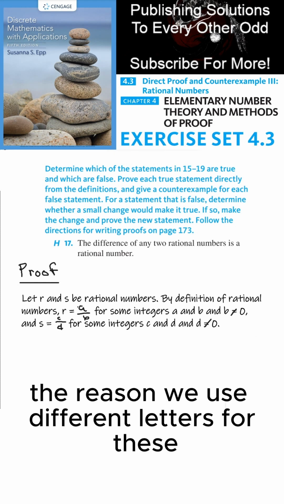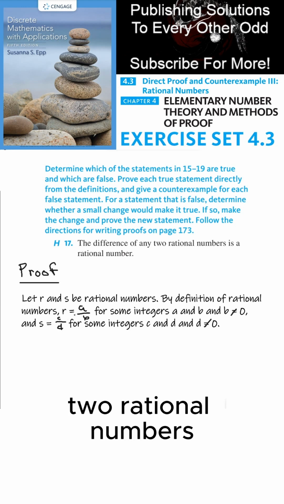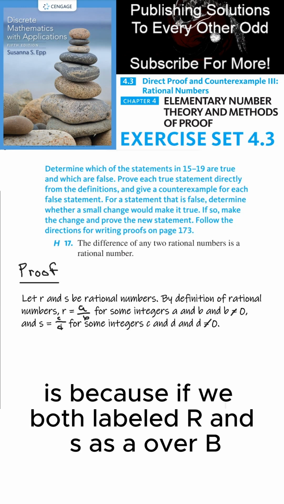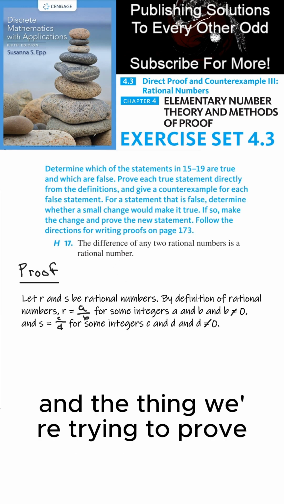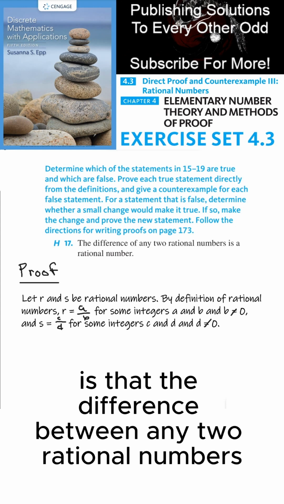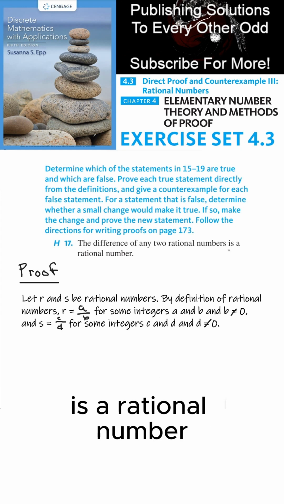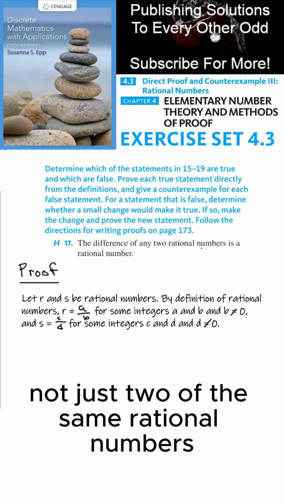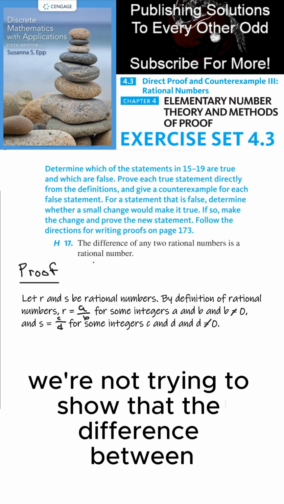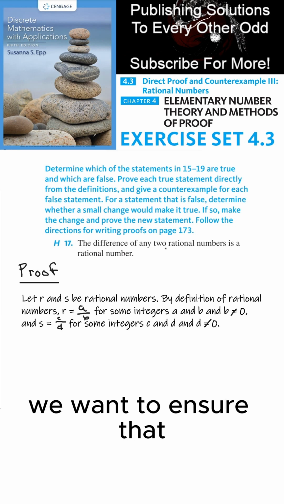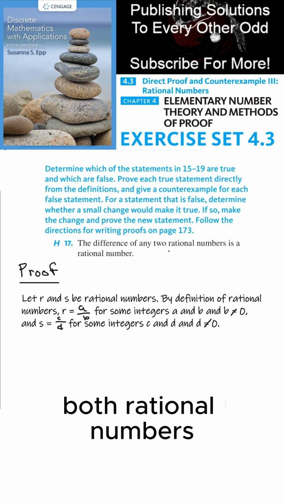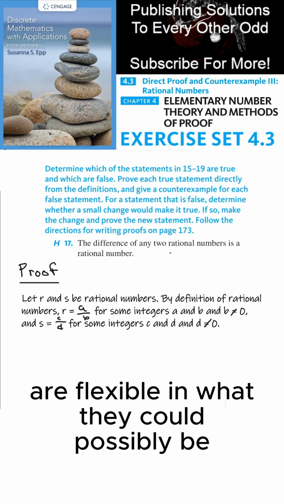The reason we use different letters for these two rational numbers is because if we both labeled R and S as A over B, then they would be the same rational number. And the thing we're trying to prove is that the difference between any two rational numbers is a rational number, not just two of the same rational numbers. We're not trying to show that the difference between two of the same rational numbers is rational. We want to ensure that both rational numbers are flexible in what they could possibly be.